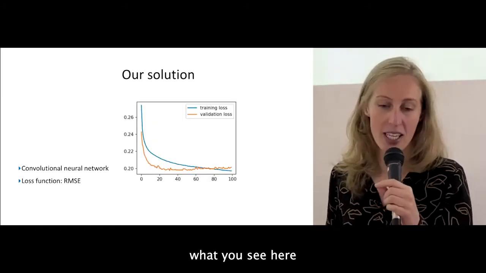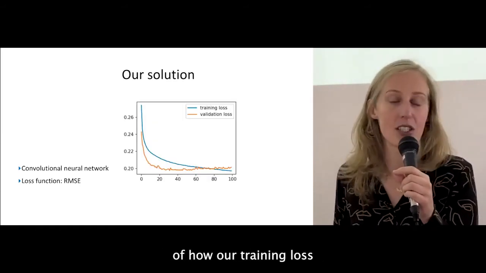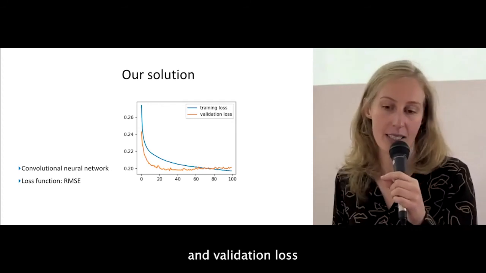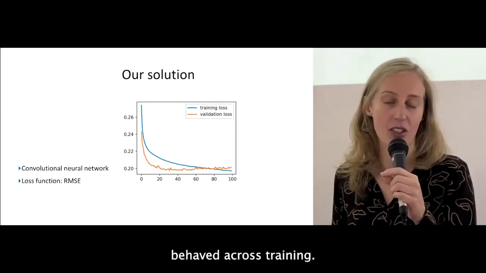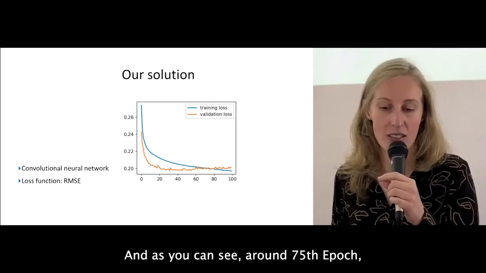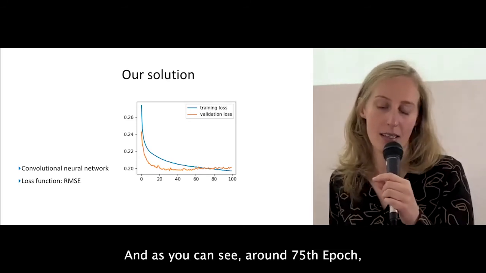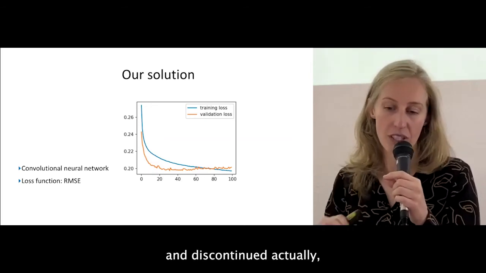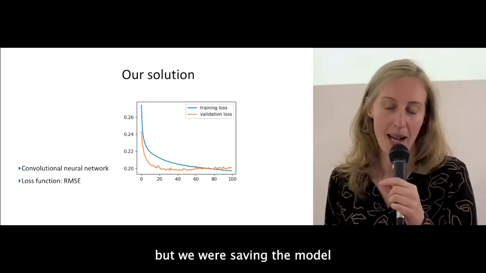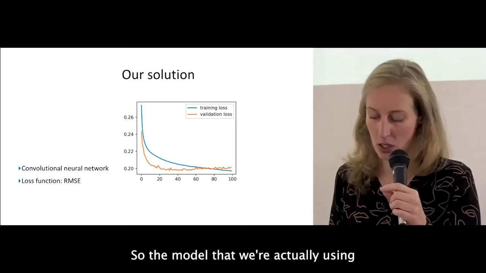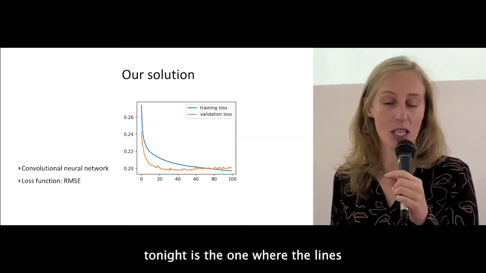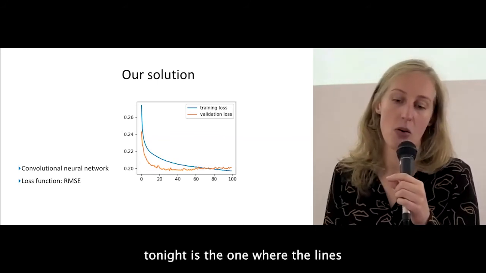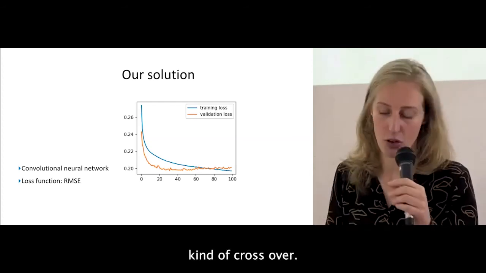And also what you see here is a visual representation of how our training loss and validation loss behaved across training. And as you can see, around the 75th epoch, we started to overfit and discontinued. But we were saving the model weights in between. So the model that we're actually using tonight is the one where the lines cross over.